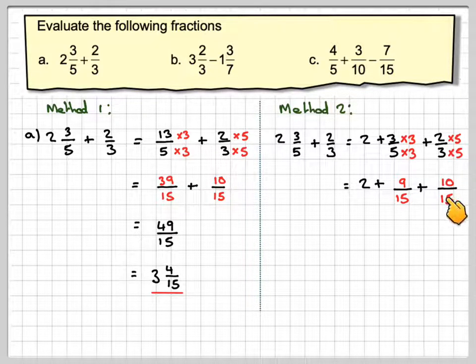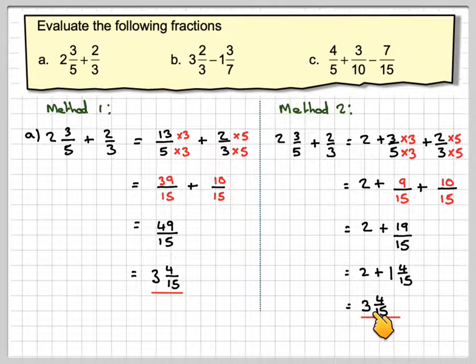And now we need to do 9 plus 10. We don't forget the 2 at the front. 9 plus 10 is 19 over 15. And if we convert that into a mixed number, we're going to get 2 plus 1. 15 into 19 goes 1, remainder 4 15ths. 2 plus 1 makes 3. And we're going to get the final answer of 3 and 4/15. So obviously both answers have to be the same. So these are two different methods for doing the same problem. The problem with this sort of method is that sometimes here the numbers start getting a bit large.